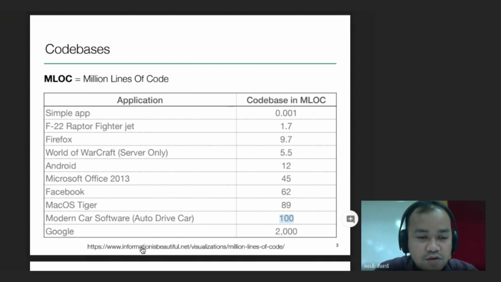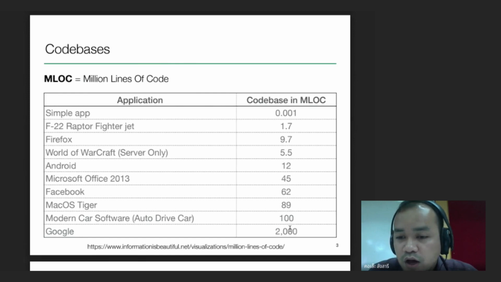If we use Google Search, Google Docs, Google Meet, Google Classroom, all the services run by Google, it took 2,000 million lines of code. My question is, we don't ask about millions. We ask how many lines of code you have ever written.